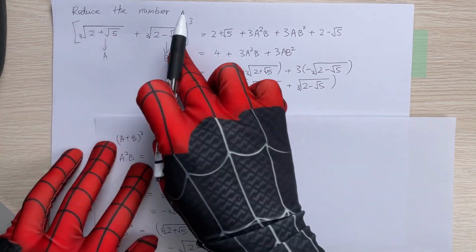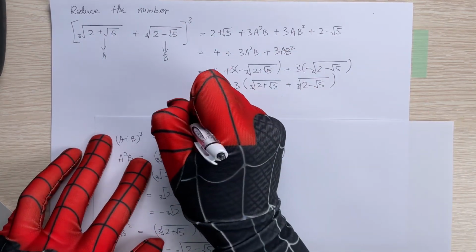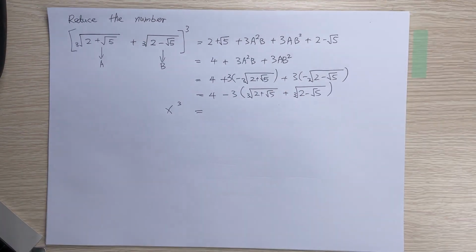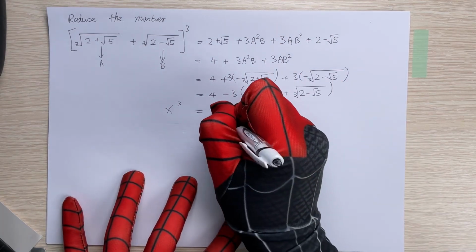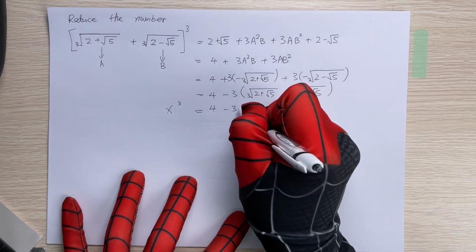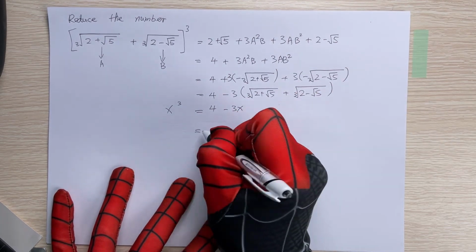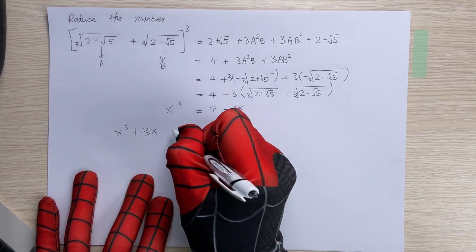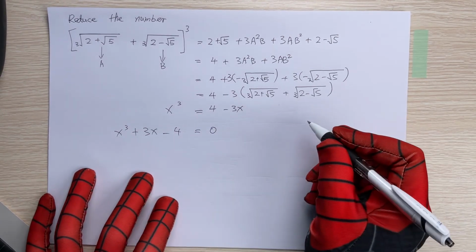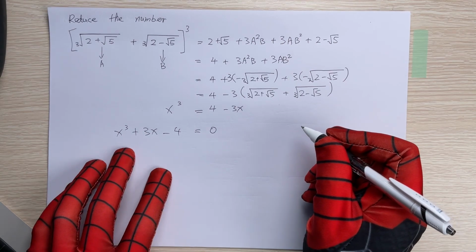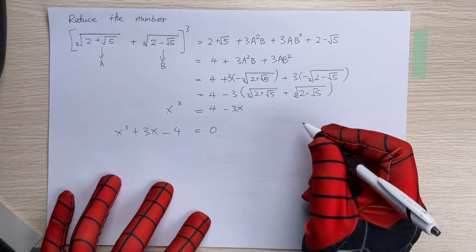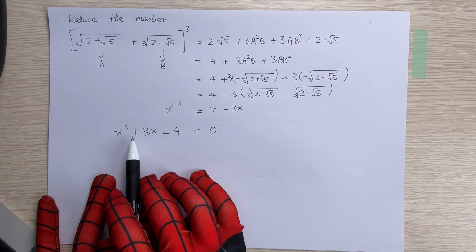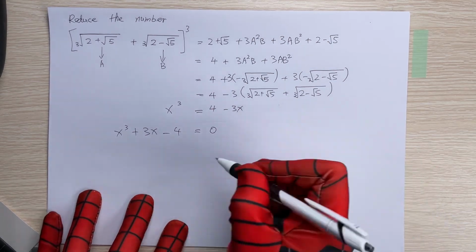If I call the whole expression x, I have x cubed equals 4 minus 3x. Or equivalently, x cubed plus 3x minus 4 equals 0. Okay, I have an equation, x cubed plus 3x minus 4 equals 0. Eyeballing it, we know that 1 is a root: 1 cubed plus 3 times 1 is 4, minus 4 is 0. So 1 is a root.